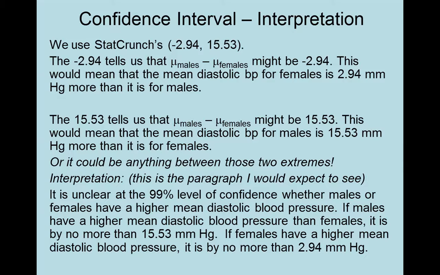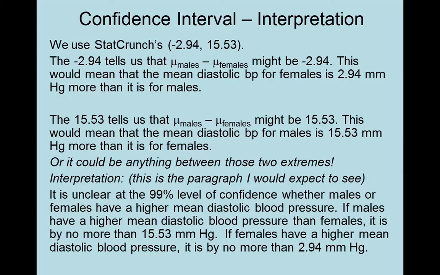Now consider the other endpoint, the 15.53. In this case, if I do a subtraction between two values, mu males minus mu females, and that equals 15.53, that tells me the first number, mu for males, is that much, 15.53, larger than the other number, mu for females. So that would imply that the mean diastolic blood pressure for males is 15.53 millimeters of mercury more than it is for females.